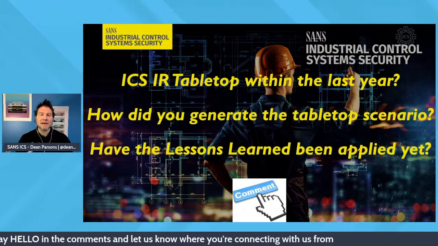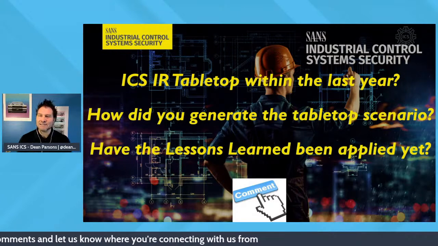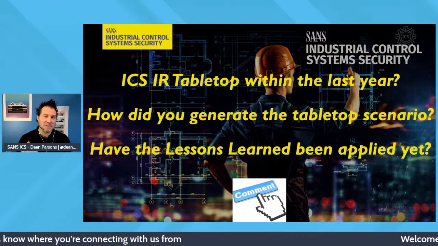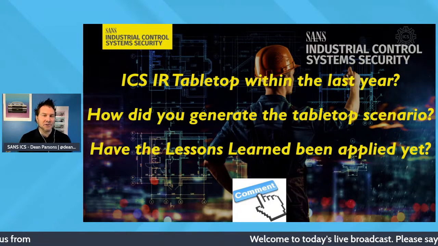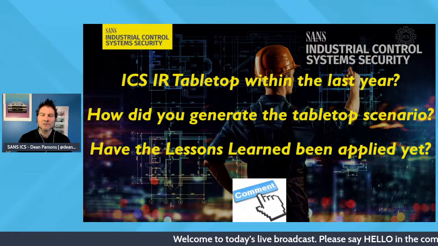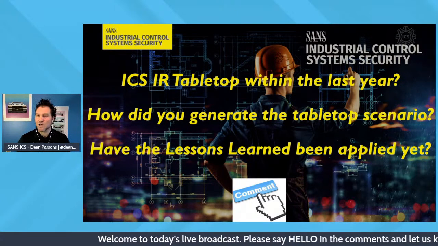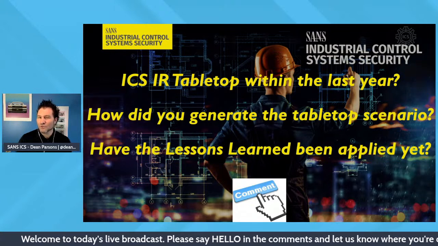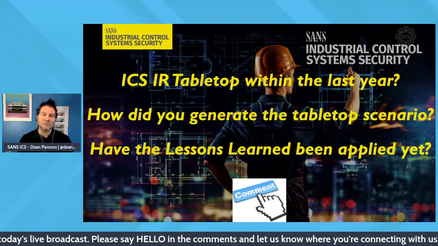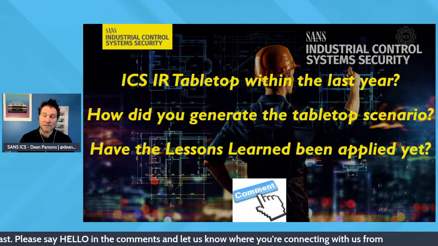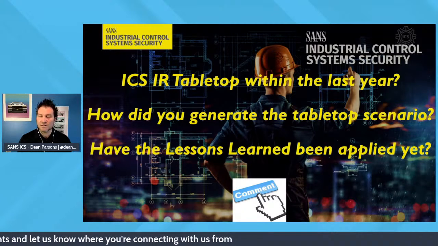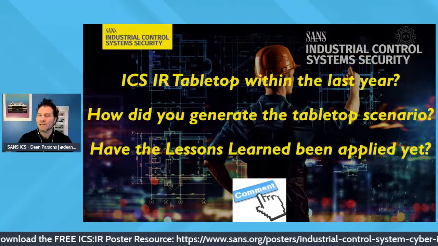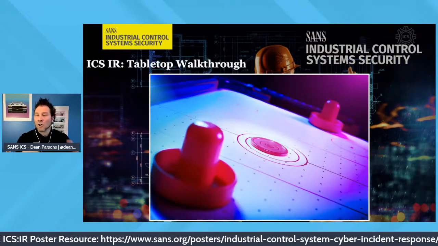So when was the last time your organization on the ICS side did an ICS-specific tabletop incident response exercise? Was it in the last year or last 15 months or so? Also, how did you generate the tabletop scenario? Kind of a spoiler alert, was it generated from threat intelligence specific to your sector? More on that later. And again, have the lessons learned from that ICS tabletop you've conducted been applied today?